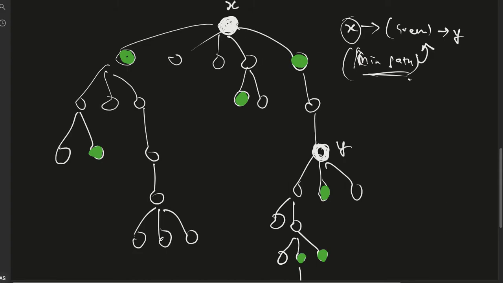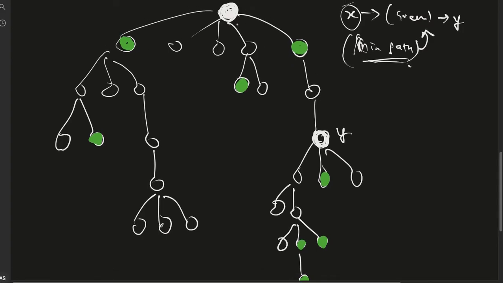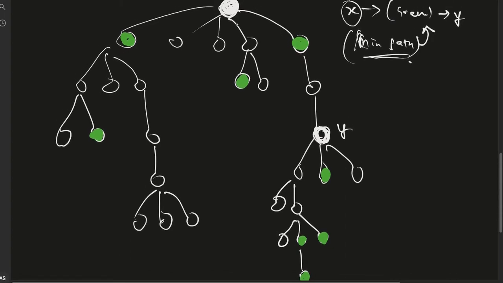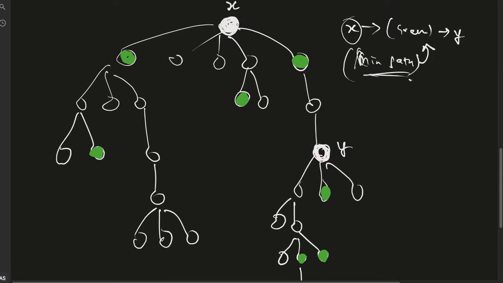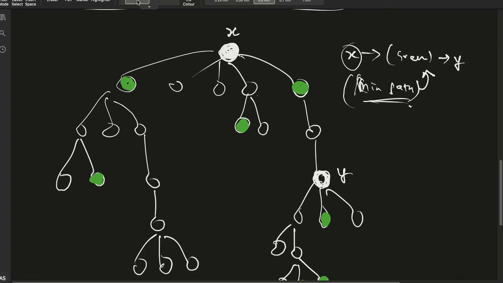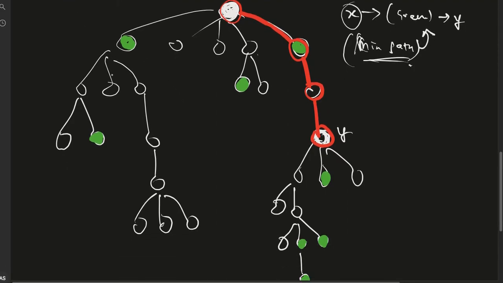Once we root the tree at x, the next observation is that the nodes can be organized into two sets. One is those nodes that lie in the path from x to y. If this is the path from x to y, these nodes form one group, and the rest of the nodes form the other group.